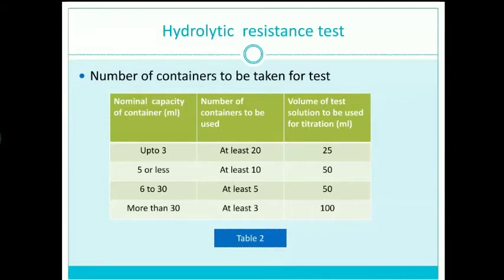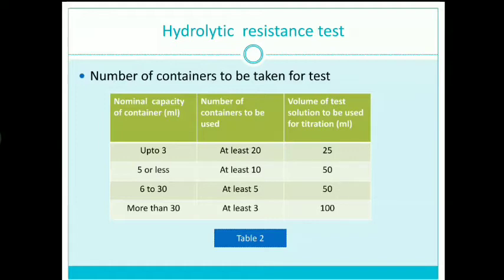If the nominal capacity of a container is up to 3 ml, then you will require 20 containers, and the volume of test solution to use for titration is 25 ml. If the nominal capacity is 5 ml or less, then you have to select 10 containers and titrate with 50 ml of test solution.